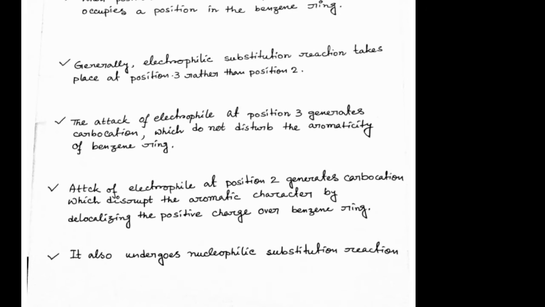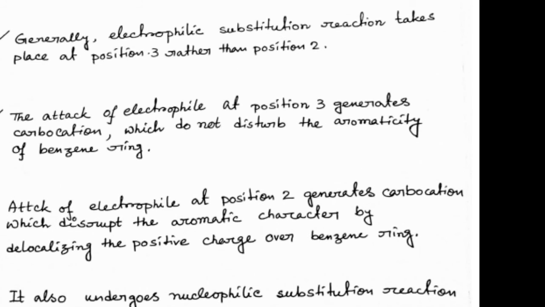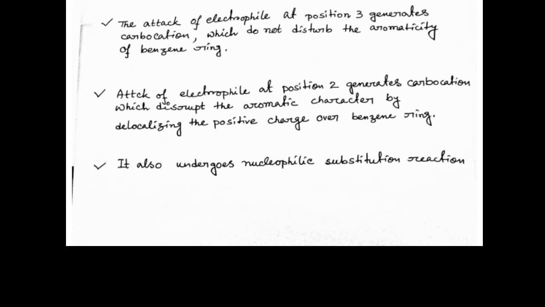But remember, if the substituent takes the 2 position for electrophilic substitution, it also generates a carbocation, but that specific carbocation disturbs the aromaticity, or the aromatic character, of the compound. Because of this reason, electrophilic substitution is mostly preferred at position 3.